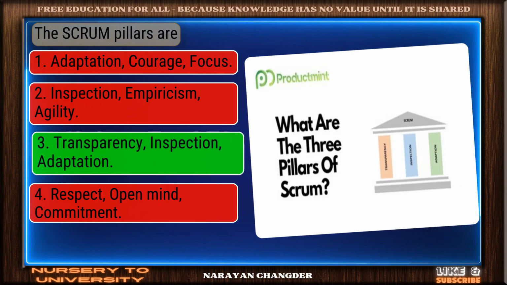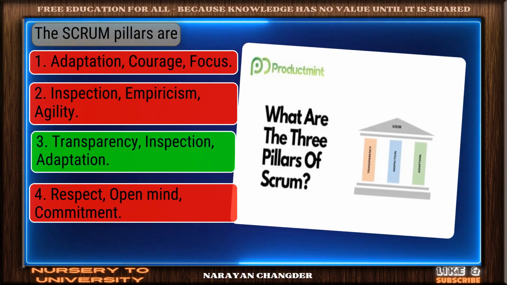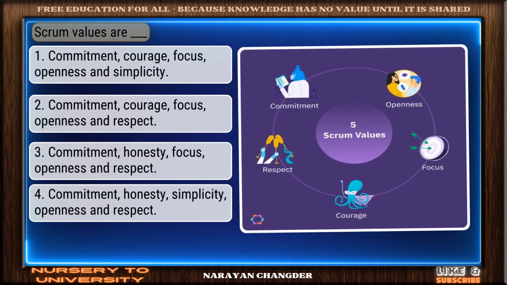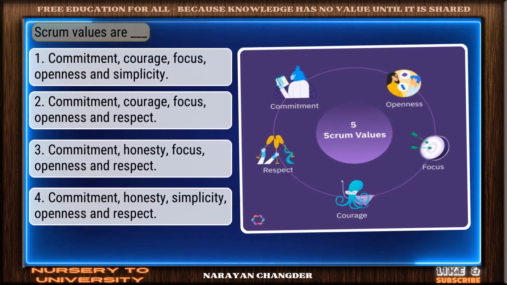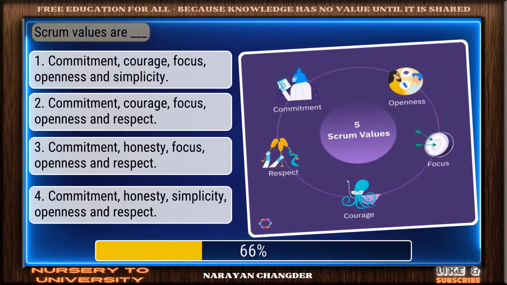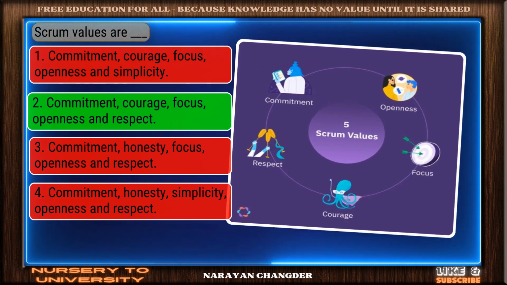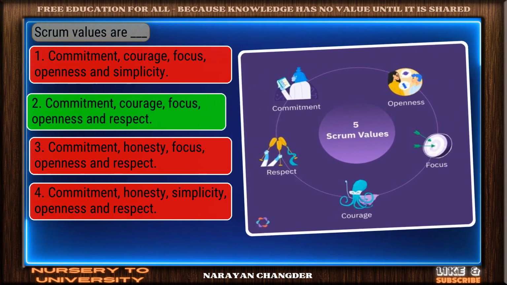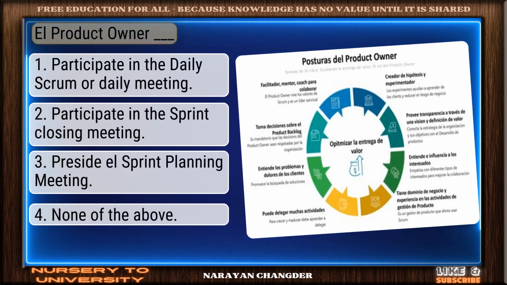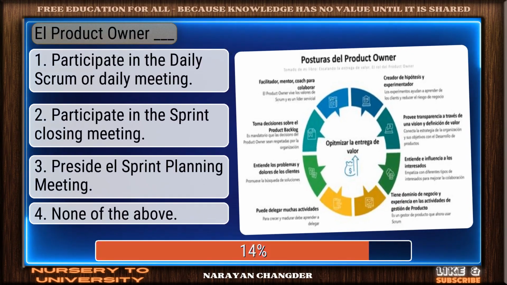Well picked. Transparency, inspection, adaptation is the correct answer. Question number 66. Scrum values are dash. Right again. Commitment, courage, focus, openness, and respect is a valid answer. Question number 67. The product owner dash.